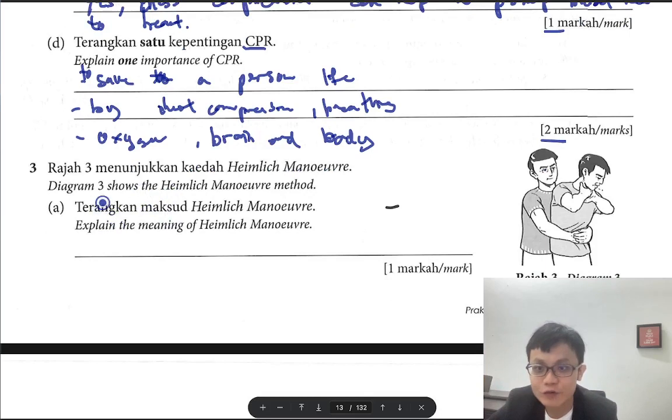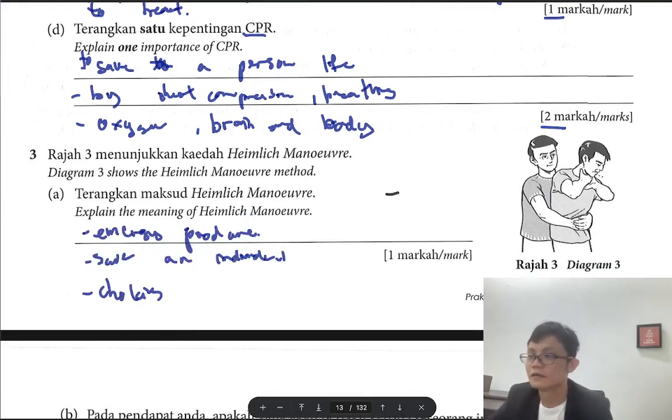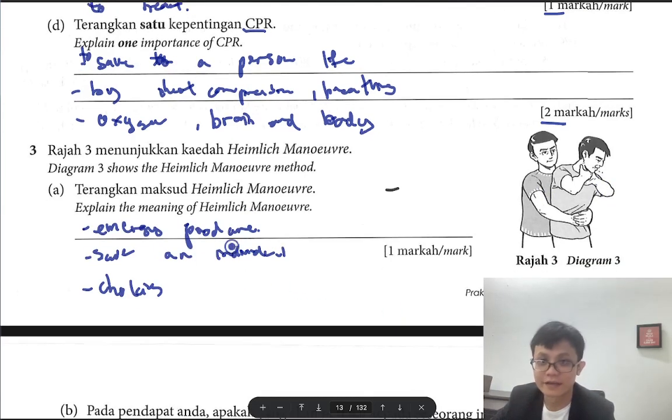Okay, diagram 3 shows the Heimlich manoeuvre. So there's a universal sign. Explain the meaning of Heimlich manoeuvre. So I just write the keywords. The Heimlich manoeuvre is the emergency procedure to save a person's life from choking. So this is called choking, the food stuck in the trachea usually, so a person cannot breathe.